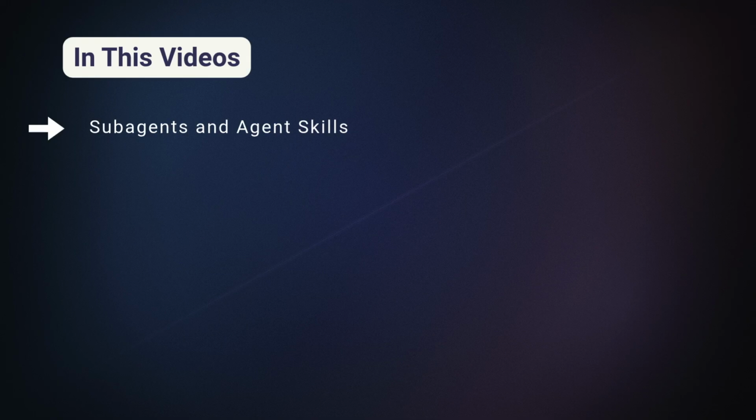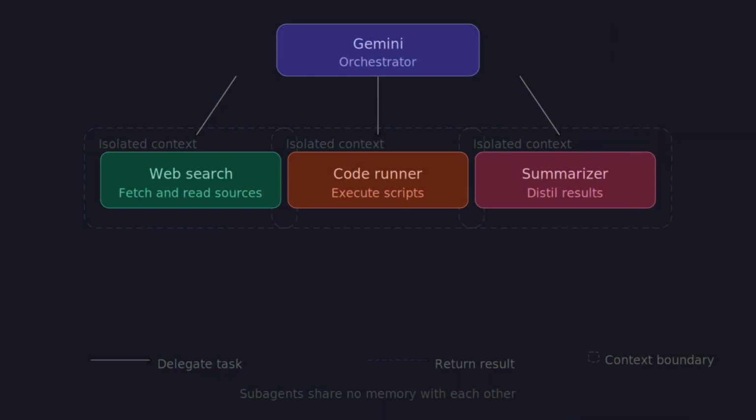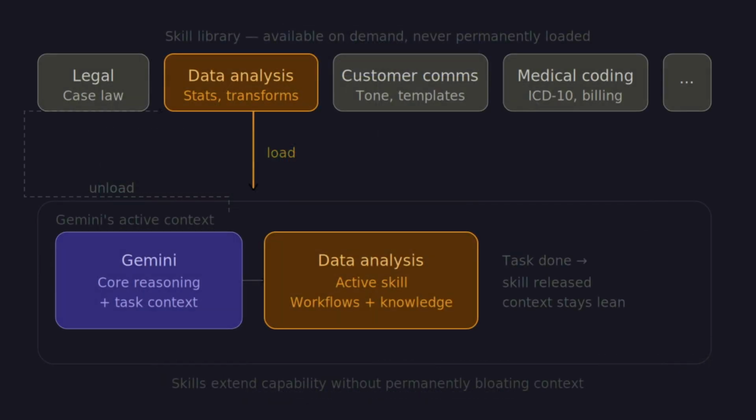agent skills. Subagents are specialists that Gemini can delegate work to, each operating in its own isolated context. Agent skills are on-demand expertise packages that give Gemini specialized knowledge and workflows without permanently loading them into context. Understanding both changes how you structure complex tasks and how you extend Gemini's capabilities for your specific domain. So let's get into it.